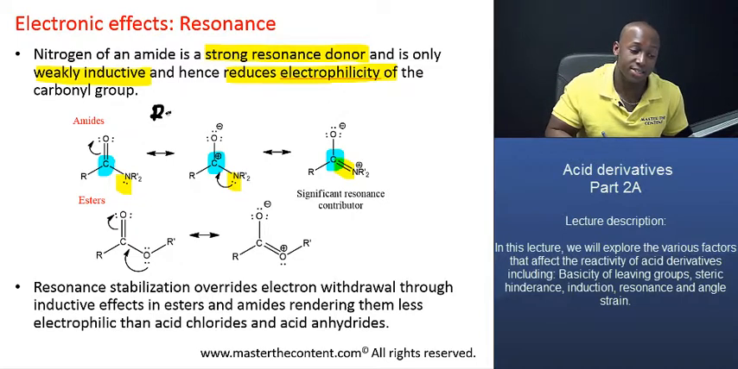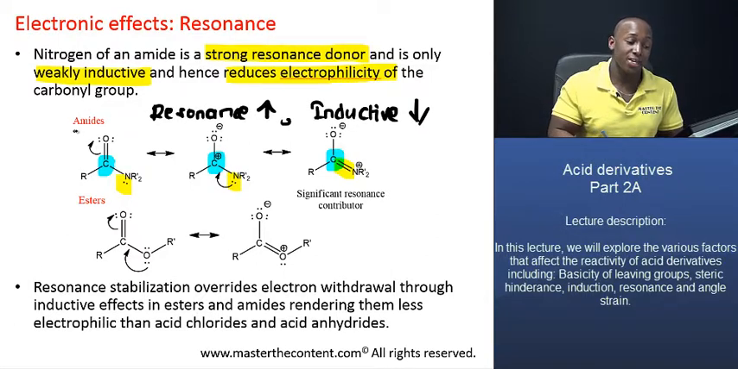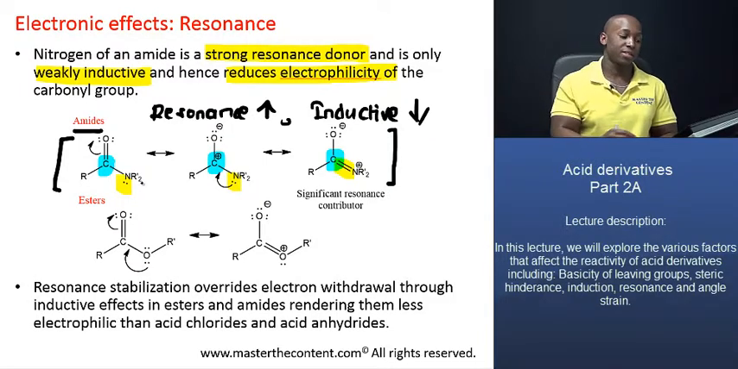So resonance stabilization is high and inductive destabilization is low. So that is the reason why amides are very, very unreactive, because the resonance delocalization of electrons makes amides very, very stable and unreactive compounds.